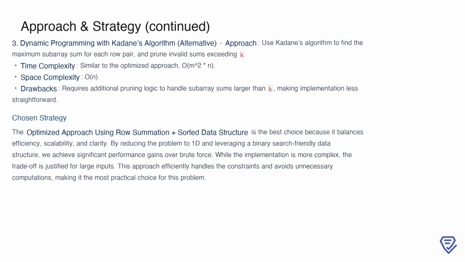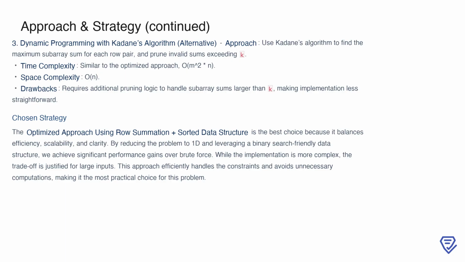Another alternative is to use dynamic programming in combination with Kadane's algorithm. Kadane's algorithm is typically used to find the maximum subarray sum, and here it can be applied across row pairs to compute the maximum subarray sum that satisfies the constraint of being no larger than k. However, this approach requires additional logic to prune sums that exceed k, which can complicate the implementation. In terms of performance, it has a time complexity of O(m² * n), similar to the optimized approach, and a space complexity of O(n).